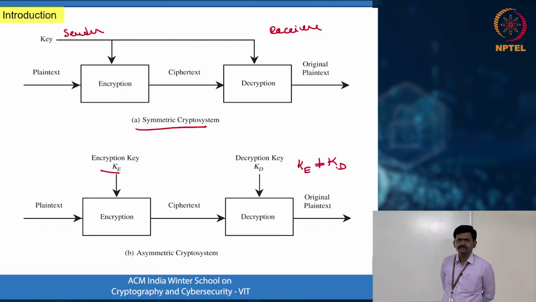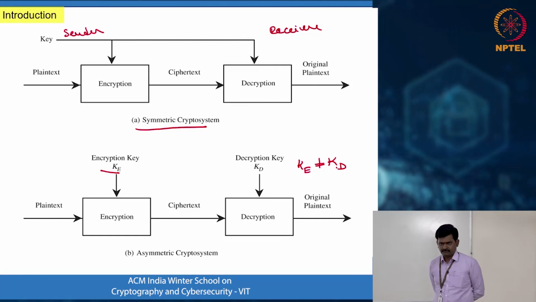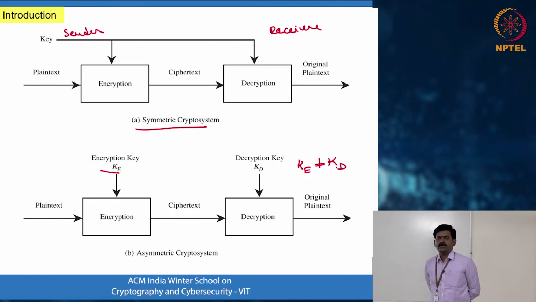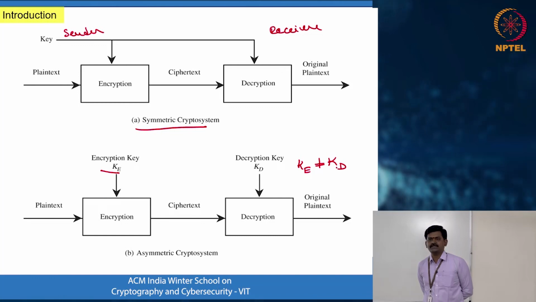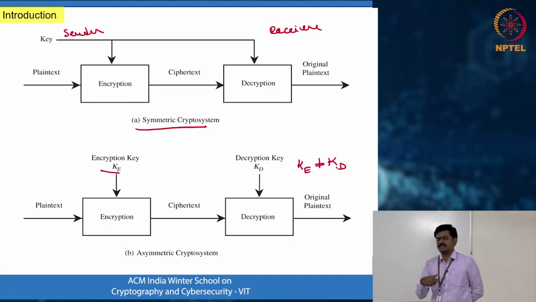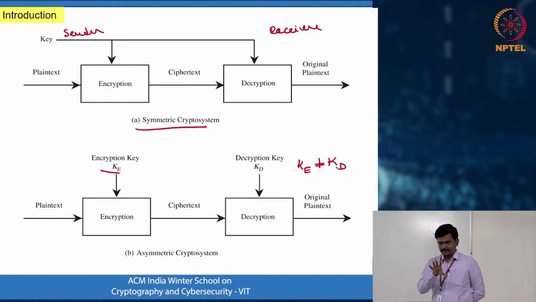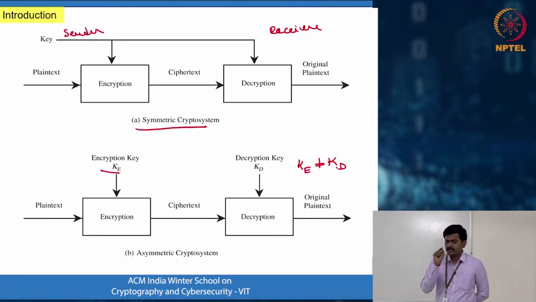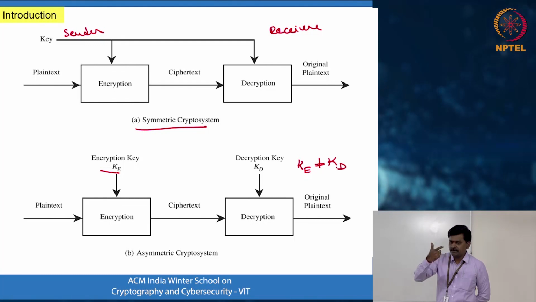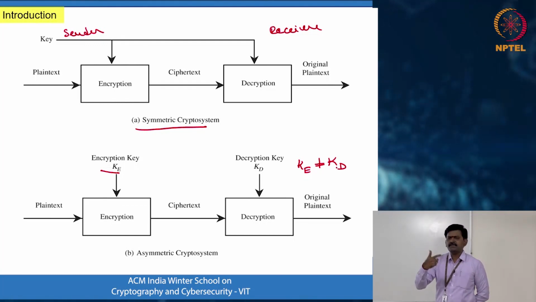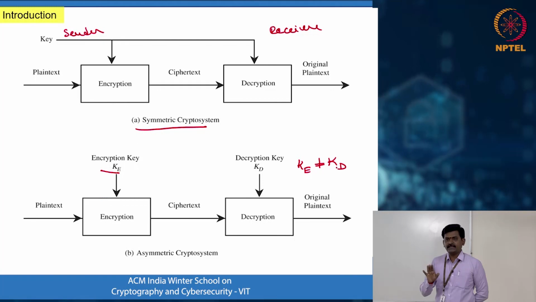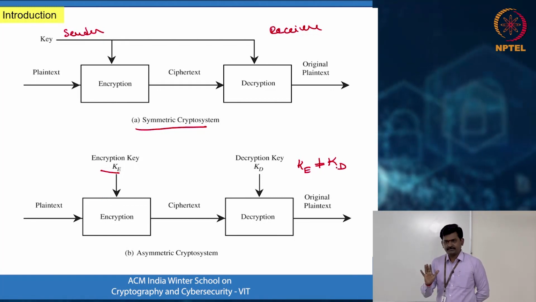Which one? The binary operations, the AND operations, XOR operations. Do they come under substitution or permutation? No, you should ask this question this way: is it stream or block? What you are doing with AND or any such operation is a bitwise operation. Typically, bitwise operations are stream-based. And it is a logical operation, not substitution.